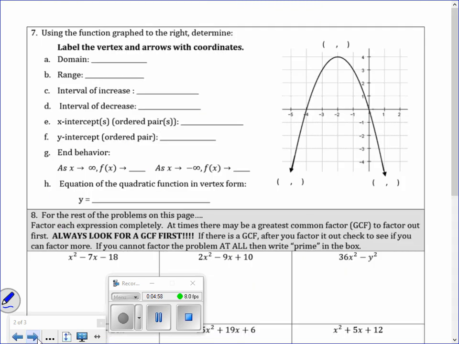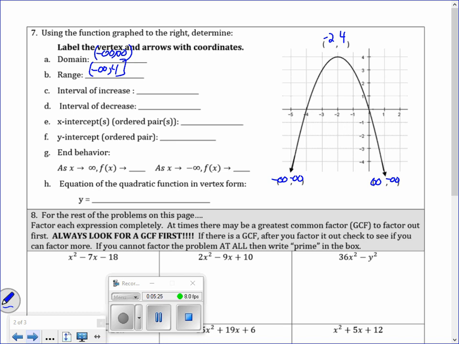Alrighty. Number 9, I'm going to label all the important points first. So the right side is negative infinity and down. The left is negative infinity and also down. And the vertex here is negative 2 and 4. All right, the domain. Domain is negative infinity to infinity because that's the smallest and the largest x value. The range are the y values. It goes from negative infinity to 4.